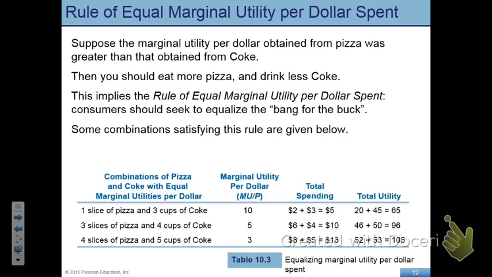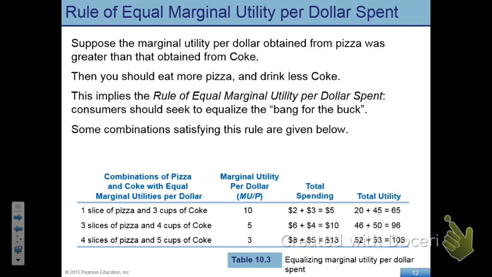In the first bundle, you are buying 1 slice of pizza and 3 cups of Coke. So the amount that you have to spend is 2 times 1, that's the cost of pizza, plus 3 times 1, that's the cost of Coke. So it's $5. Do we all see that? The cost of the second bundle is 10, the cost of the third bundle is 13. So different bundles cost you different amounts of money.